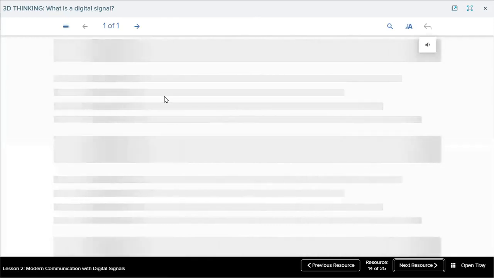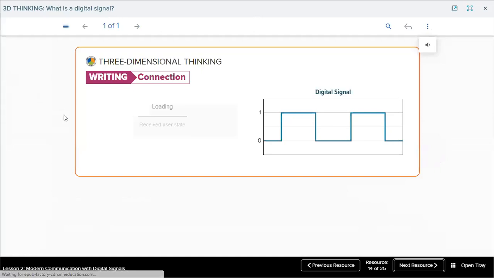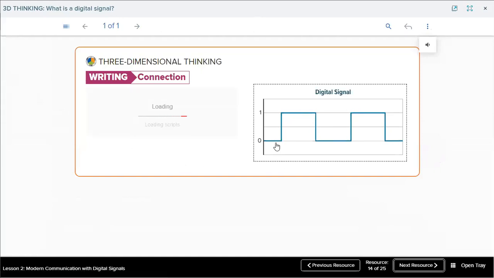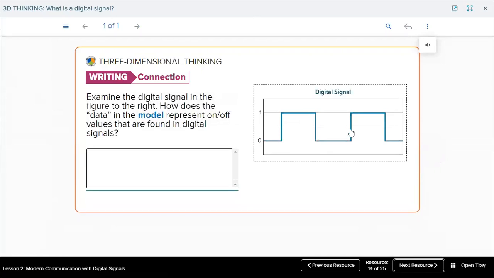After that, this is the three-dimensional thinking about digital signal. This is the shape of a digital signal from 0 to 1, then still for a while, then it falls down to 0 again, still for a while, then moves up to 1, still, then moves down, and so on.